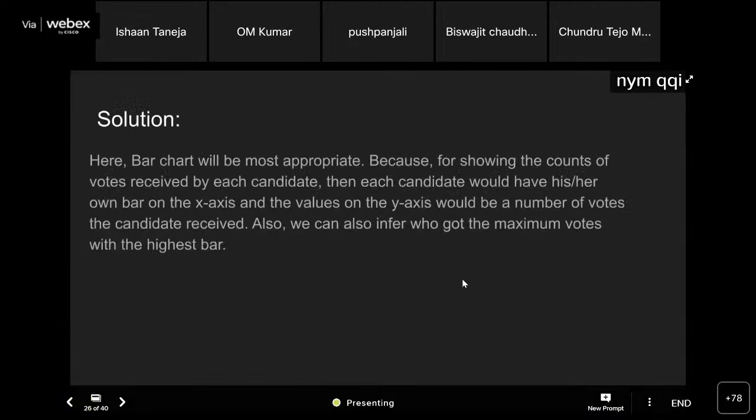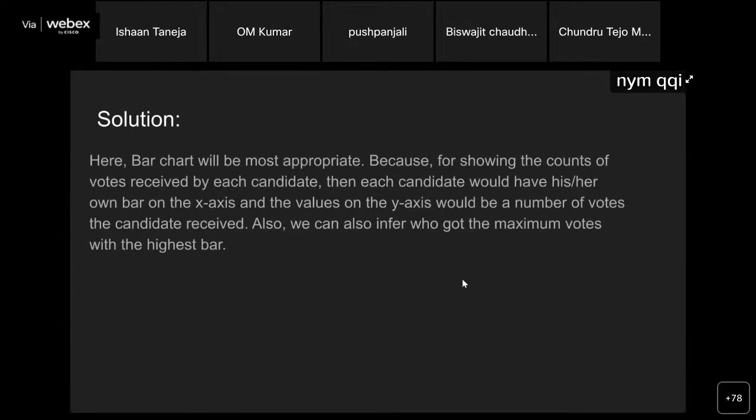Okay, so here we are interested in the number of votes, or in general, the count of a specific category. If there are two candidates, candidate one is my first category, candidate two is my second category. We are interested in the count of the respective categories. So whenever we are interested in the count or frequency, we plot a bar chart over the pie chart. In general, you can plot both charts, but the most appropriate, suitable, or preferable one would be the bar chart.